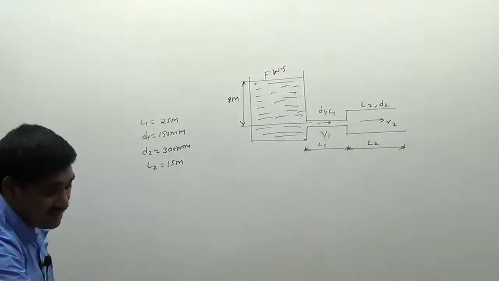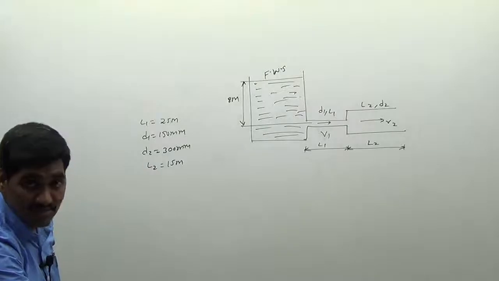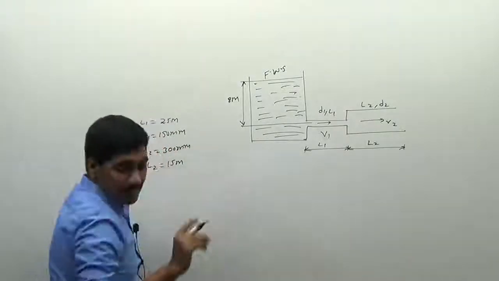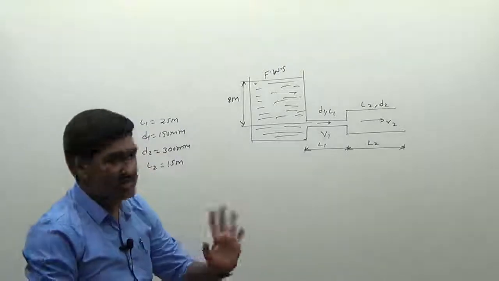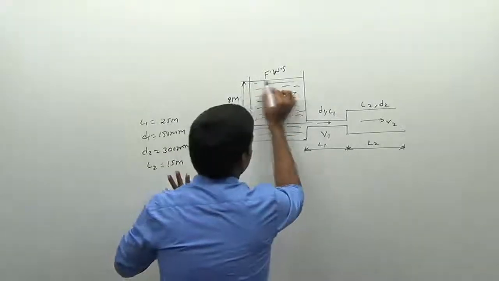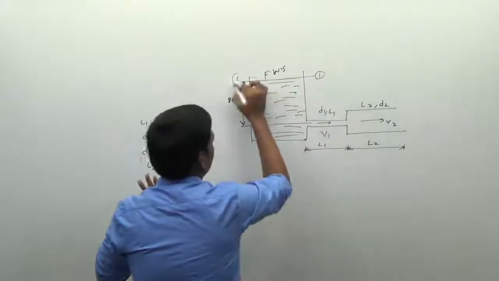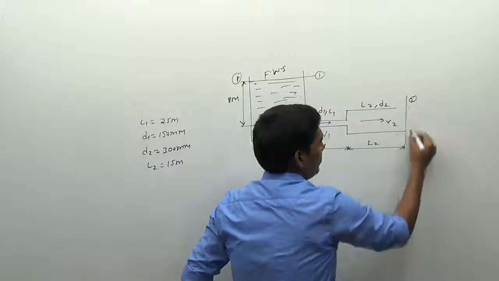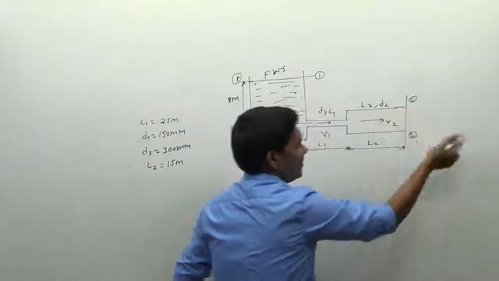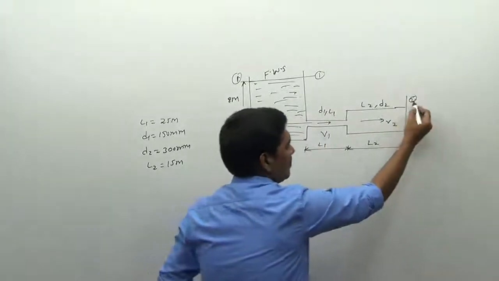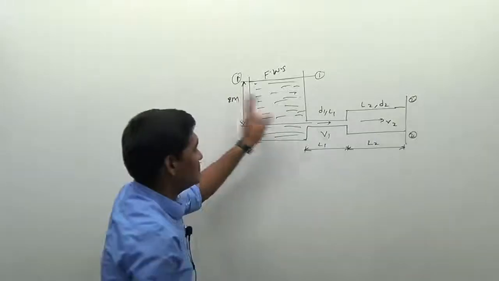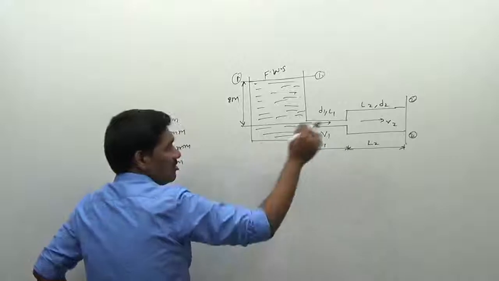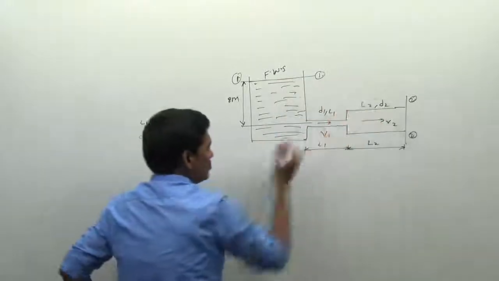First of all, let us write the Bernoulli's equation for this one. I am applying the Bernoulli's equation between two sections. The first section is the section 1-1 at the topmost position of the tank, and this is the section 2-2 here at the extreme section of the pipeline. At the end of the pipe, at the exit of the pipeline, I am taking the section 2 here. It is section 1 here and section 2. I am applying the Bernoulli's equation between section 1 and section 2.